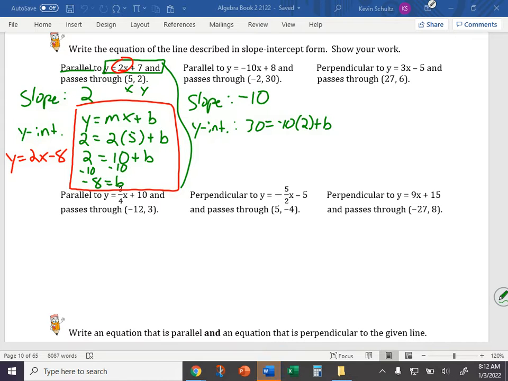Isn't it negative 2? Did you say negative 2? You said negative 32. Oh. Maybe, yeah. I said 30 equals... Yeah, it should be a negative 2. I'll write it down here. 30 equals negative 10 times negative 2 plus b.